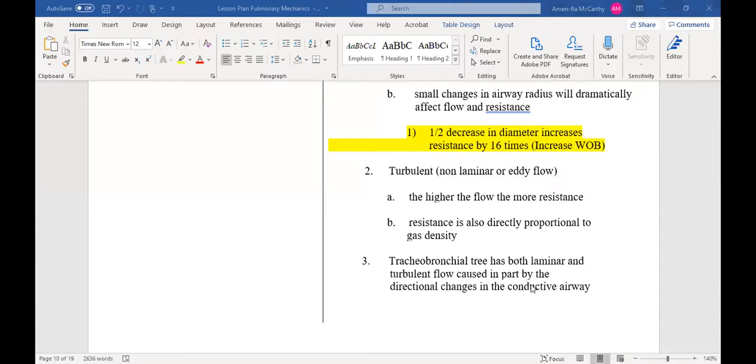All right, resistance is also directly proportional to gas density. You don't have to worry about that part. There's not really much that we can do with that part.